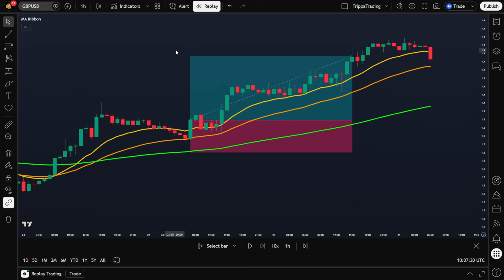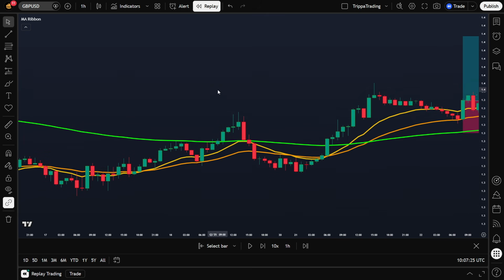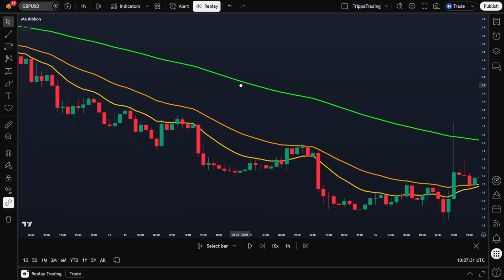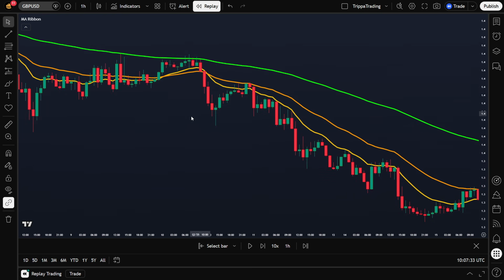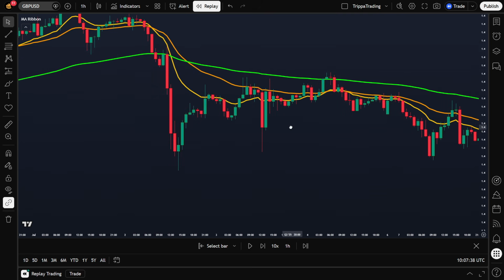What makes this strategy useful is that it forces patience. It does not let you buy every break above the green line or sell every break below it. It makes you wait for structure, then for pullback, then for renewed momentum. That extra sequence is exactly what filters a lot of bad entries.